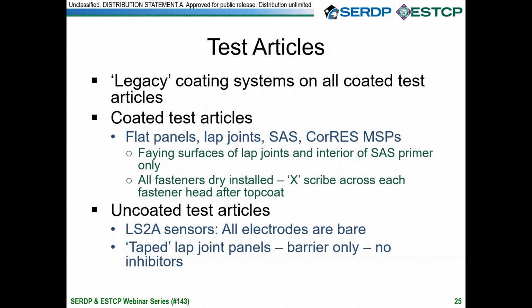And the uncoded test articles: the LS2A sensors have a bare electrode there for the conductance, and then the unpainted lap joint panels are actually just taped, and it's not any kind of special tape, I don't think. It's just to give it a little bit of a barrier before it starts corroding. So they're just taped, and I think there's another picture of that later on.